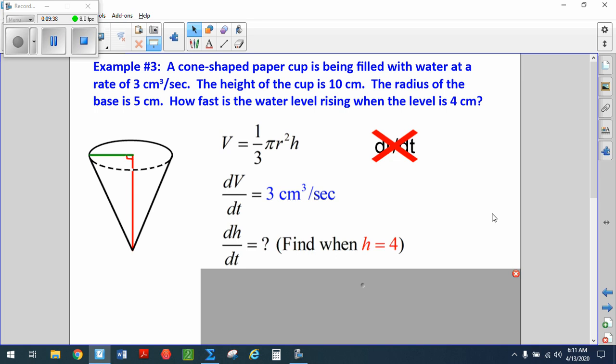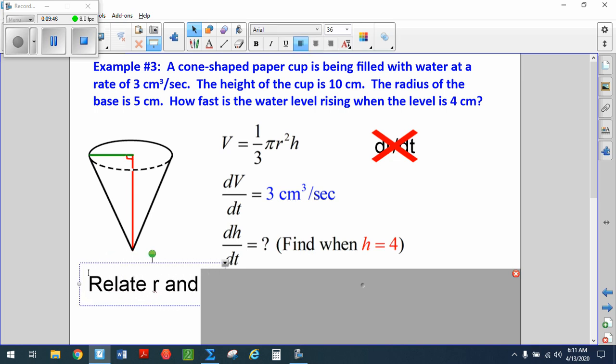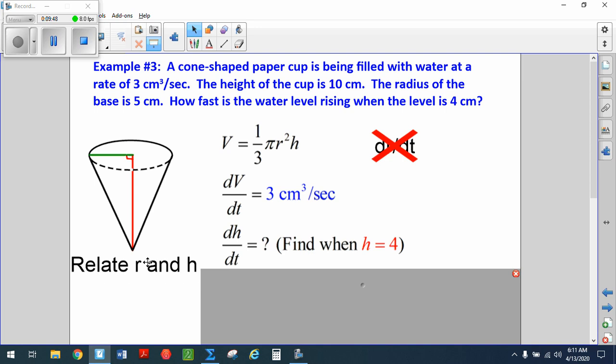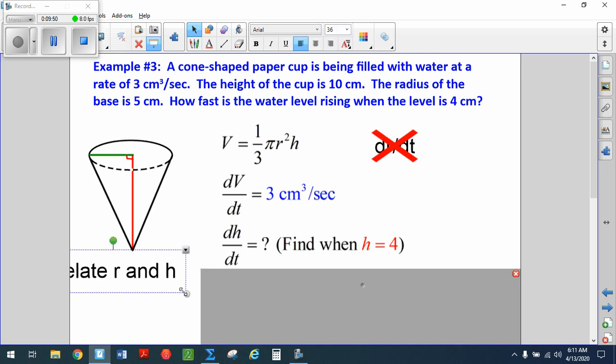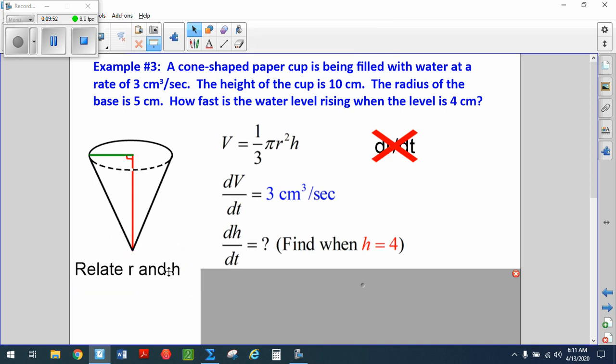So what I really need to do is come up with another equation that relates r and h. So this is specific to cones, but it could show up in other problems too. The idea is that we have an extra variable that's not a constant, and I need to write one in terms of the other.